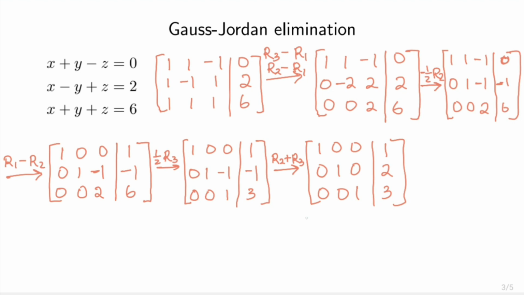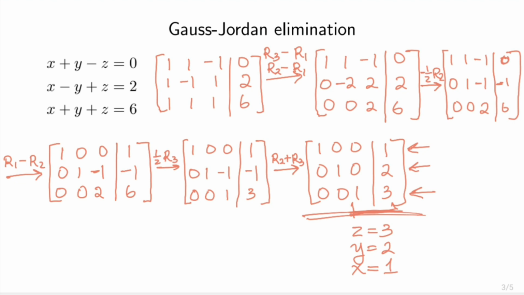Now, this is the end of the process, the reduced row echelon form. So, assuming we wanted to use this reduced row echelon form to solve the problem, how do we proceed? Well, in particular, the last row here, the third row, means that z is equal to 3. What does this mean? This means that y equals 2. And what does this mean? This means that x equals 1.